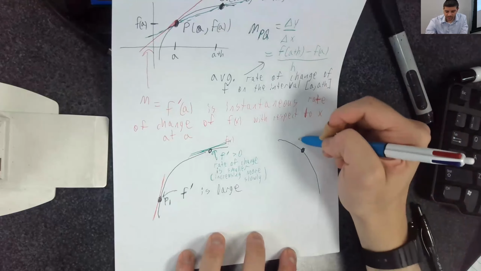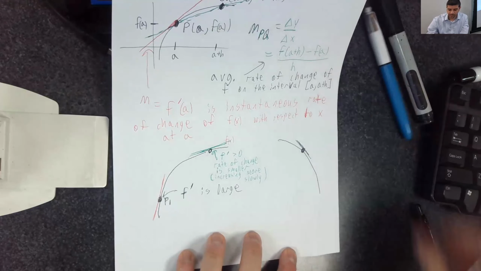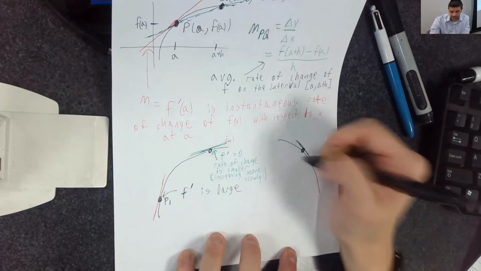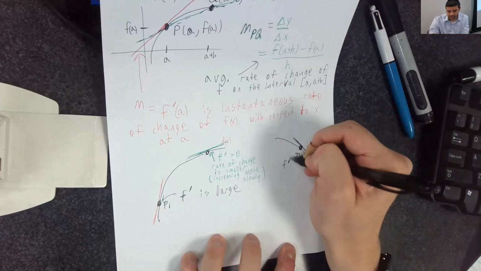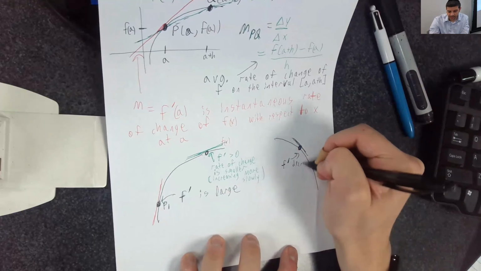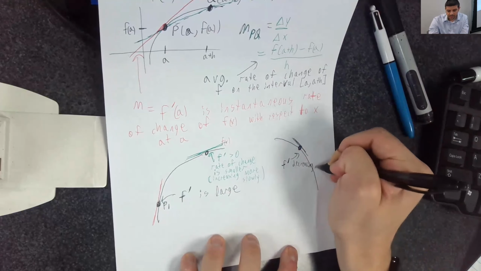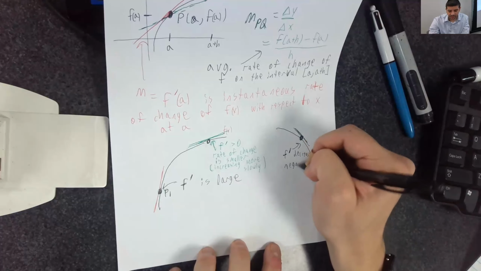So here's the slope of a tangent line. Here, f prime is decreasing. So it's a negative rate of change.